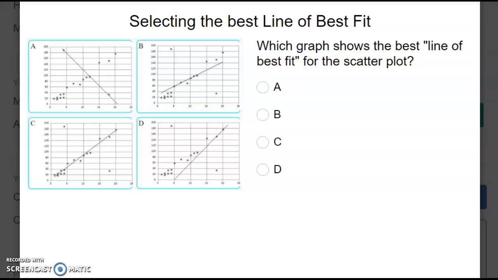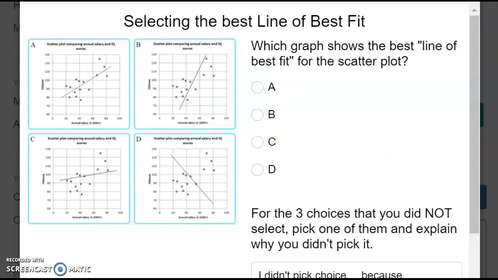So this is card number 6 of Desmos, selecting the line of best fit. Which graph shows the best line of best fit for the scatter plot? When we're talking about line of best fit, we want that line to follow the trend of the data. Okay, so looking at A, it's going exactly the opposite direction, right? And B, it's close, but which is the best one? I would say C, because it is following the points the best.